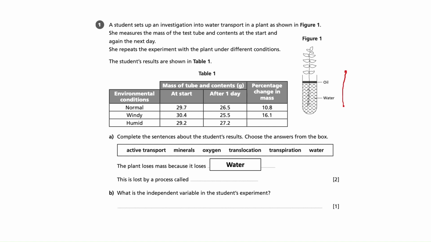So, as for the second answer, this is lost by a process called, well, now we know it's water. We know losing water in this way is due to transpiration. So those 2 answers score 2 marks available for this question.